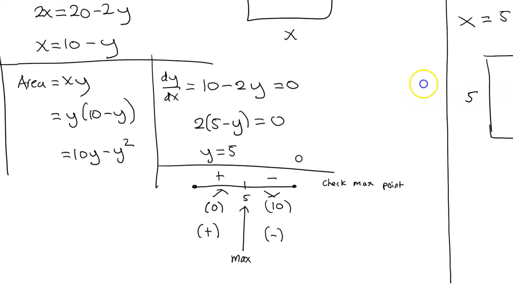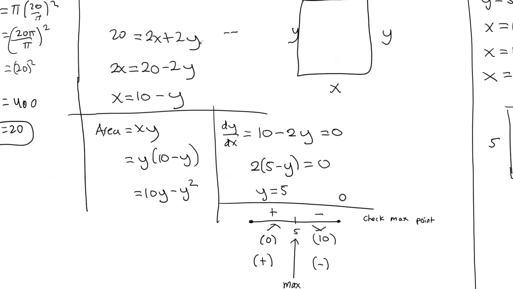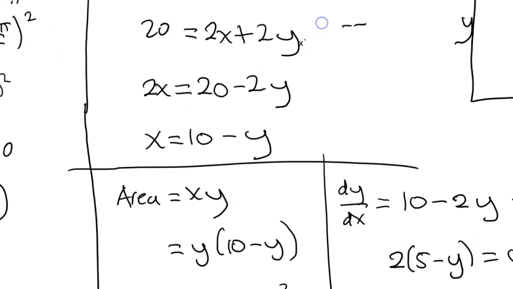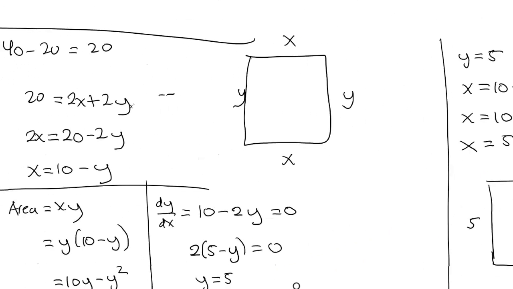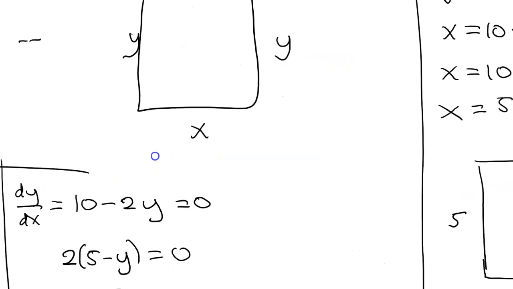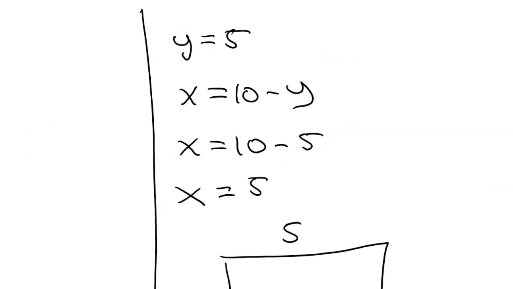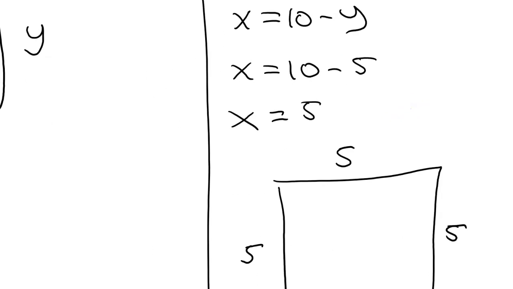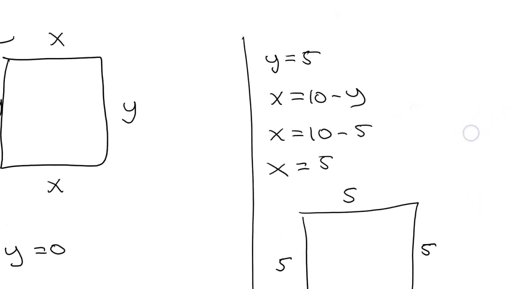So we'll plug 5 into this equation right here, x equals 10 minus y. So y will equal 5. So we'll plug 5 in for y, which will be x equals 10 minus 5, which will be x equals 5. So now we have our y and our x, which is 5 each.